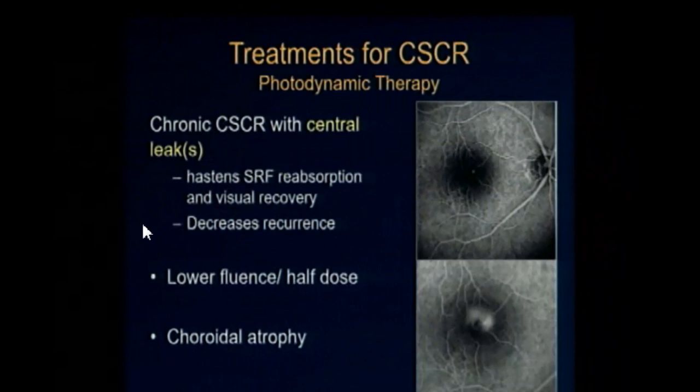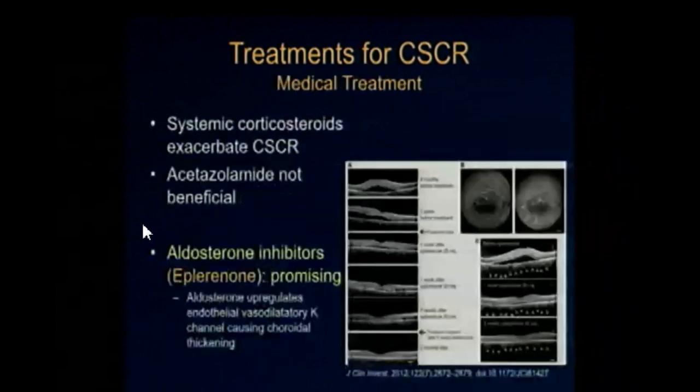In general, we like to do half fluence or half dose. We give half the dose of PDT, and we do it the standard way. Again, remember that it can cause choriocapillaris atrophy.